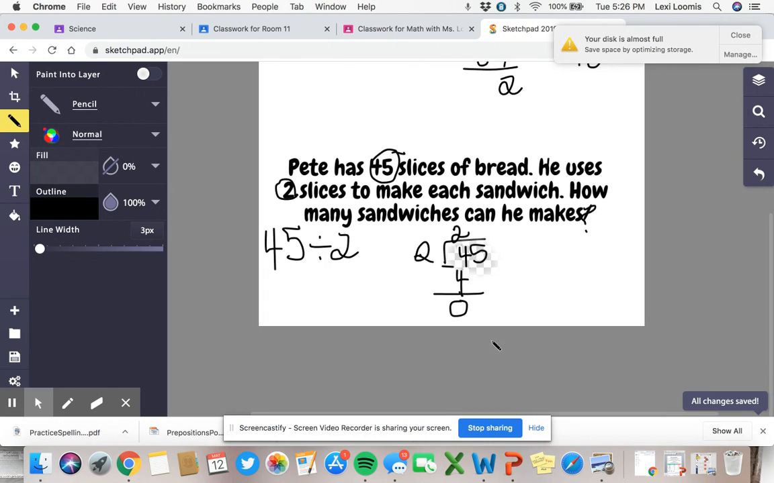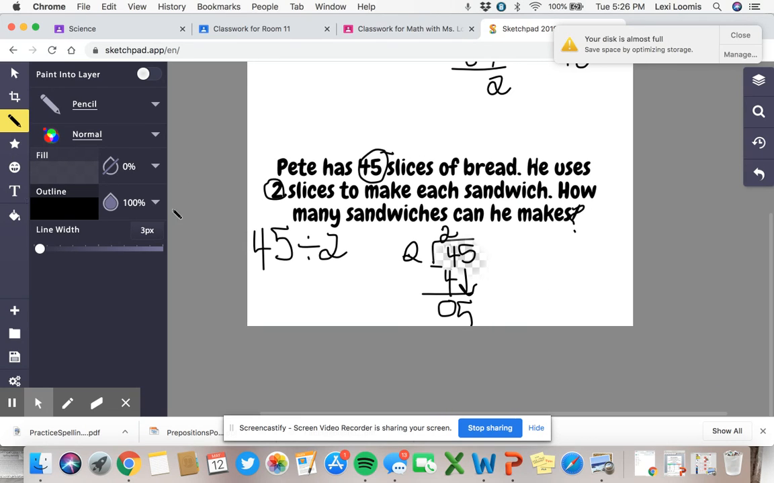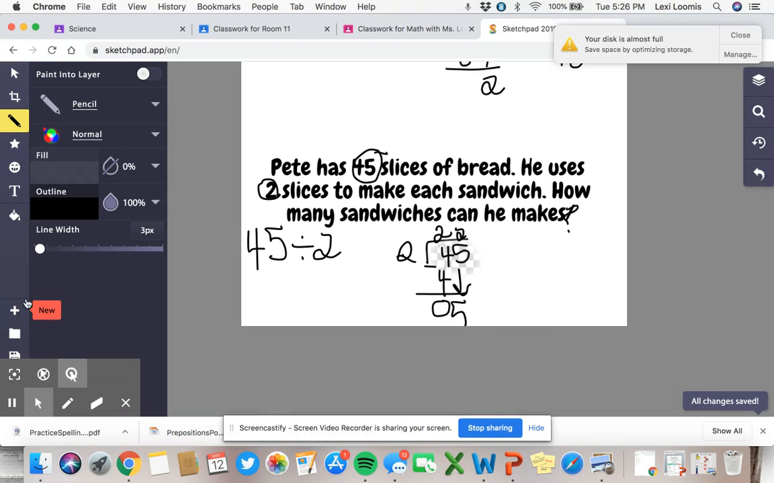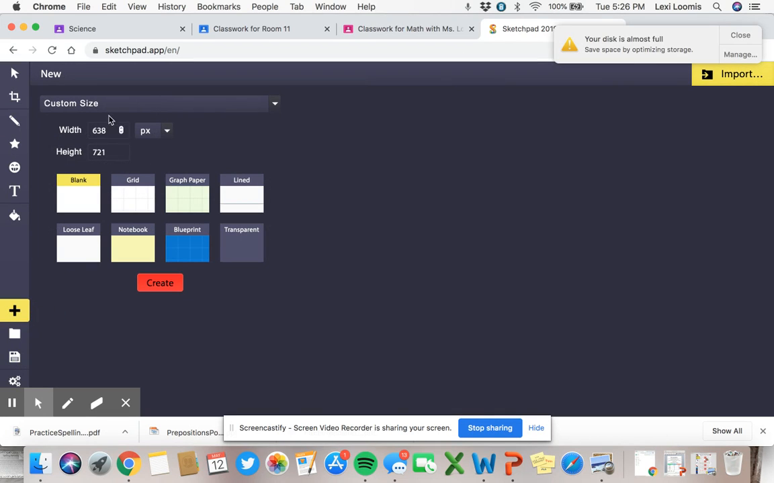We do have a number that we can bring down. We can bring down this 5. And when we bring down a number, we always want to divide again. So we can divide 5 by 2. 2 is not going to go in evenly, so we want to get as close as possible without going over. So again, we're going to use 2. 2 times 2 equals, let's see if this will let me extend.